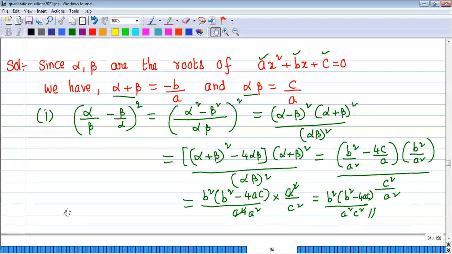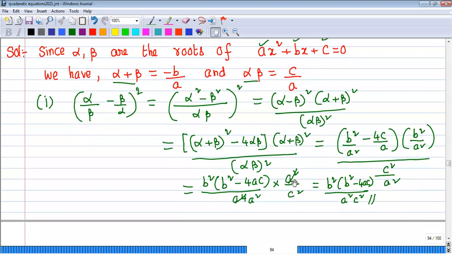In denominator, we will get a power 4, no, sir. Here a power 4 c square. See here a power 4, but here we have a square. A square and a power 4 means a square into a square. A square cancels. We get a square here. A square into c square, a square c square. Here c square upon a square is there. That I have written, a square by c square.